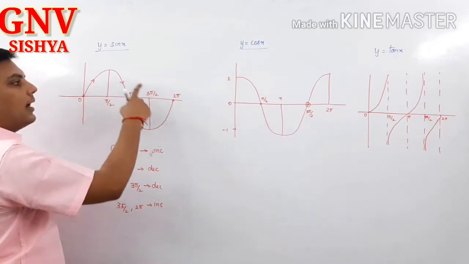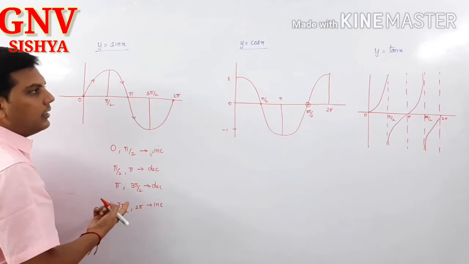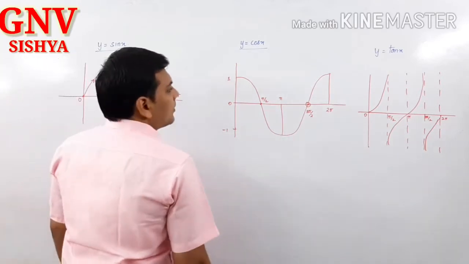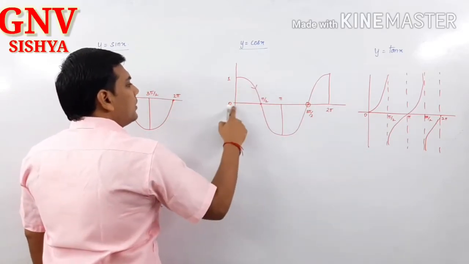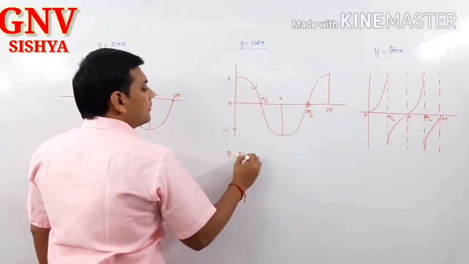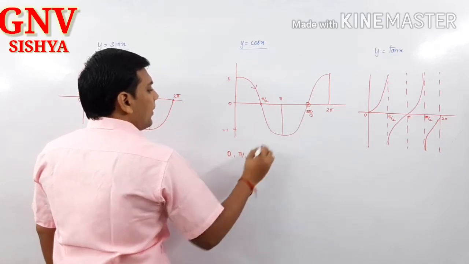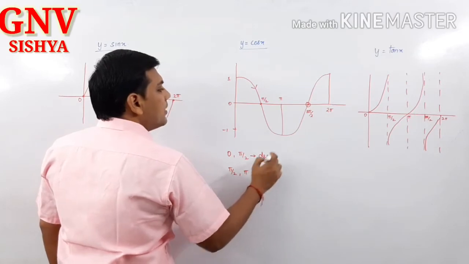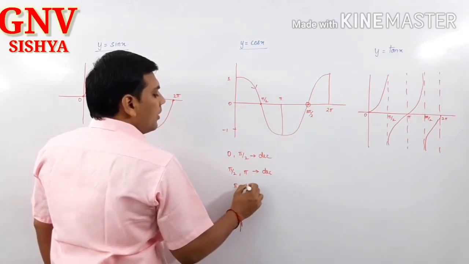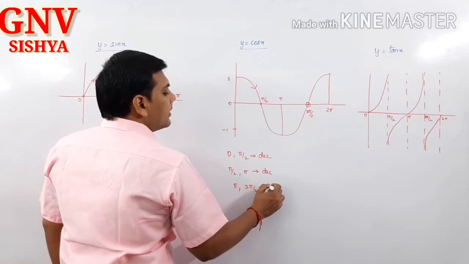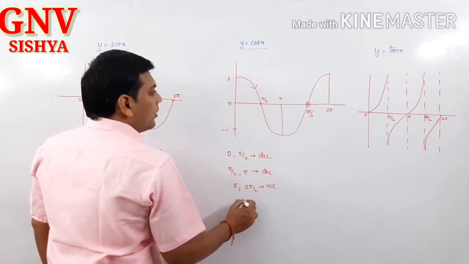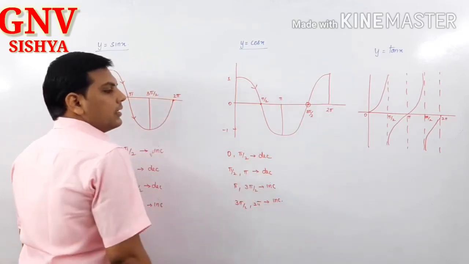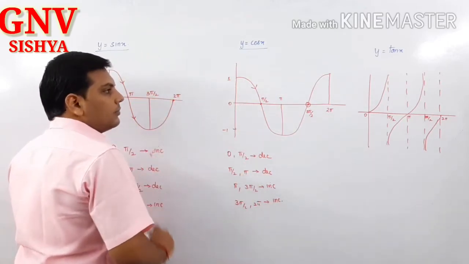On seeing the graph, we can easily say in which quadrant it is increasing and on which values it is decreasing. Similarly, can you tell me for cos x? From 0 to pi by 2, it is decreasing, correct? Then from pi by 2 to pi, decreasing. From pi to 3 pi by 2, it is increasing. From 3 pi by 2 to 2 pi, it is also increasing. So this is how the graph of cos x is framed.